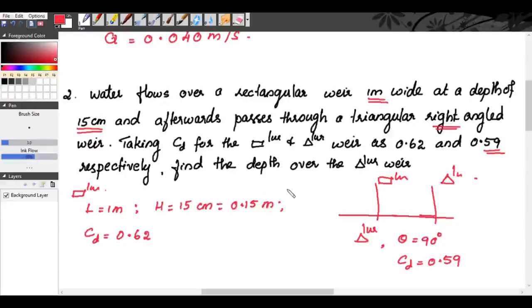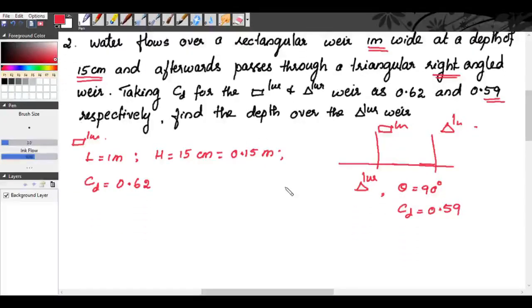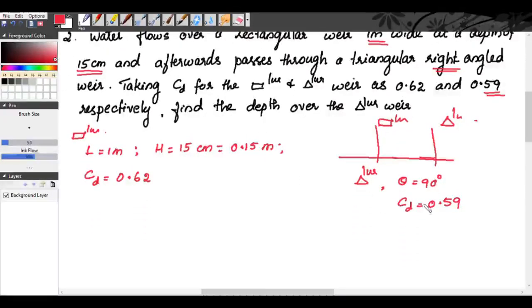And we don't know the head of water over the triangular weir. So, let us take the head as H1, head over the triangular weir. Now, see, first of all, the water is passing through the rectangular weir and then it passes through the triangular weir. So, when it is passing through the rectangular weir, we will find the discharge.